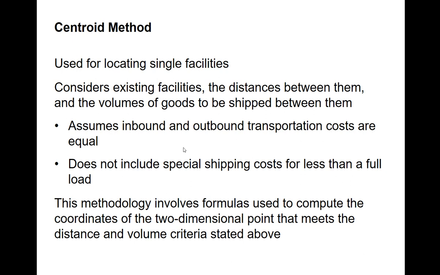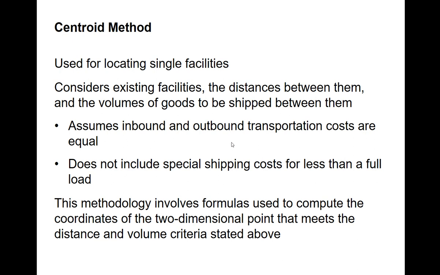And the information you need to have is the distance between the facilities and the value of the goods that need to be shipped between the two facilities. And we have two assumptions: the inbound and outbound transportation costs are equal, and there is no special shipping cost for less than a full load. So these are the assumptions here.